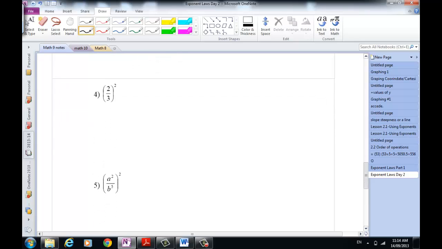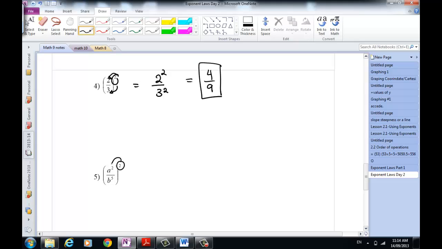Alright, what about if I have a fraction? Well, again, this 2 is affecting both pieces, everything inside the bracket, and therefore we get 2 squared over 3 squared. Again, this is in index notation. I might ask you to simplify it. If you were asked to simplify fully, then you just have 4 over 9.